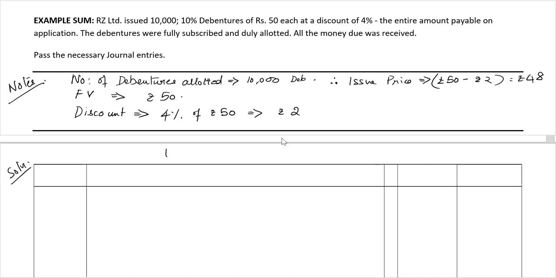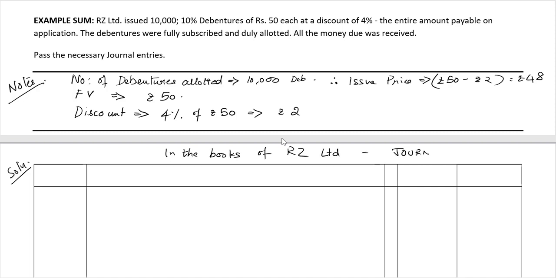Solution. In the books of RZ Limited, journal: we have date / serial number, particulars, LF, debit rupees, and credit rupees.